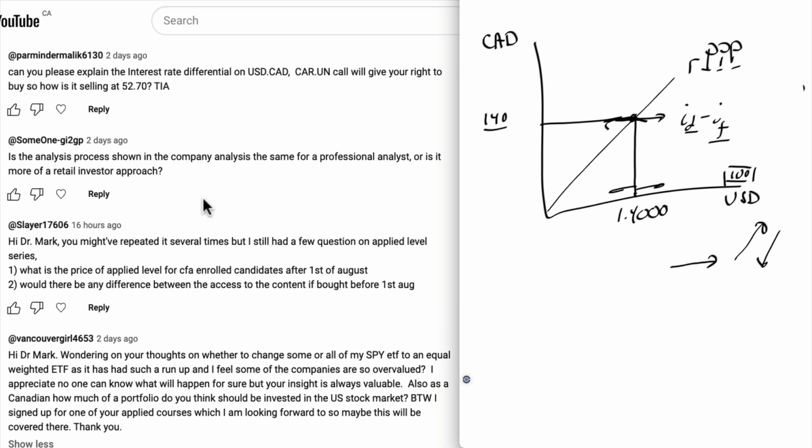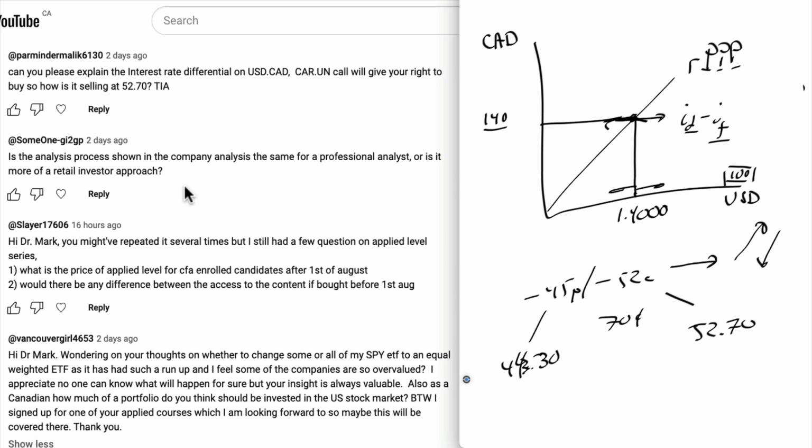CAR.UN call will give you the right to buy. So how is it selling? No, it won't. I sold a 45 put. I sold a 52 call, 70 cents. Which means if it is put to me, I pay 43. My average cost will be 44.30, and if it's called away from me, my average selling price will be 52.70. I sold the call.